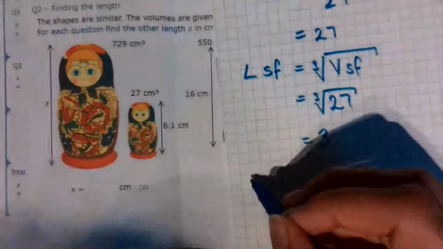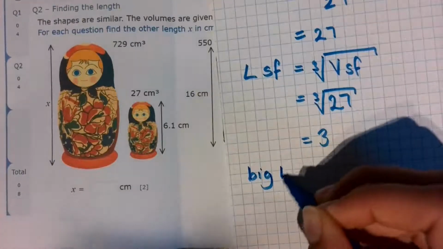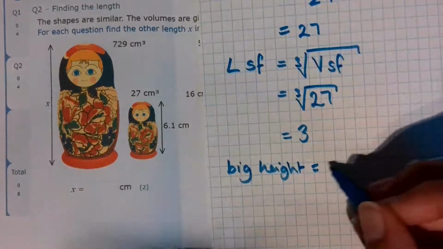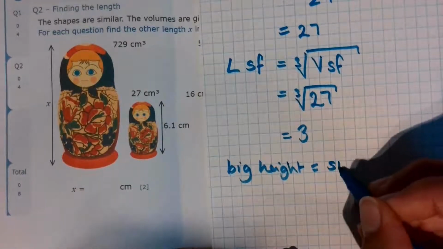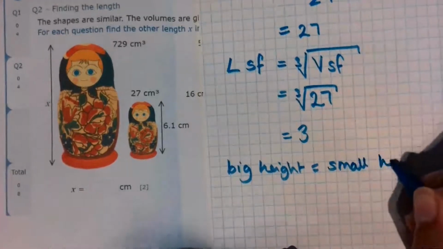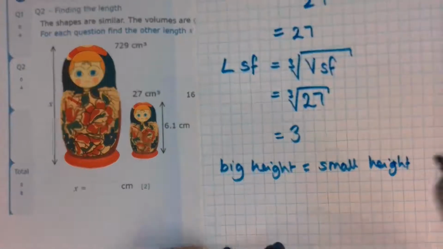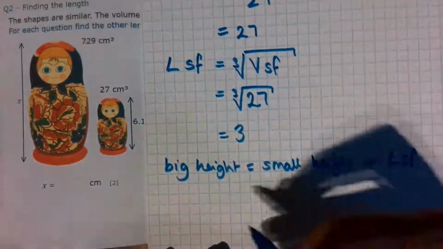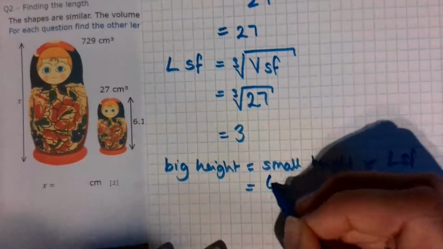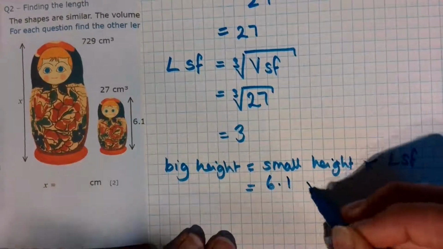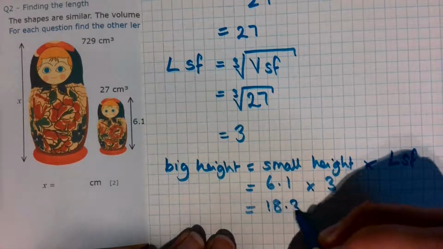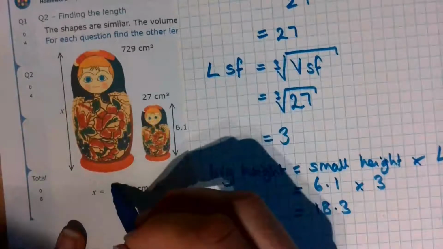Well, to find the big length, we know this from doing similarity stuff. We do the small height and we multiply it by the length scale factor. So the small height is 6.1. Multiply that by 3. Don't need a calculator for that one. 18.3.